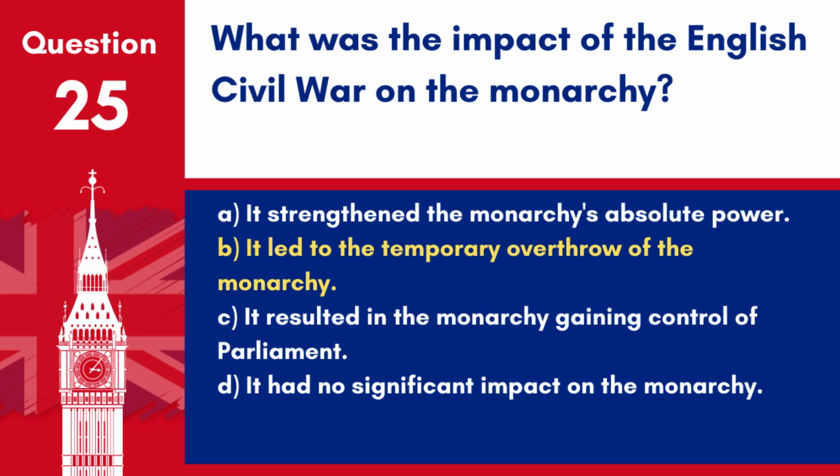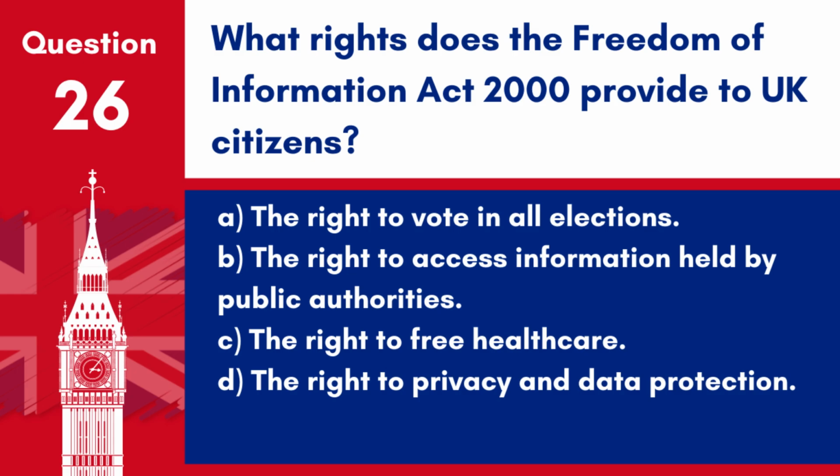Answer: B. It led to the temporary overthrow of the monarchy. The English Civil War resulted in the temporary overthrow of the monarchy, leading to a Republican Commonwealth period before the monarchy was restored. Question 26. What rights does the Freedom of Information Act 2000 provide to UK citizens?